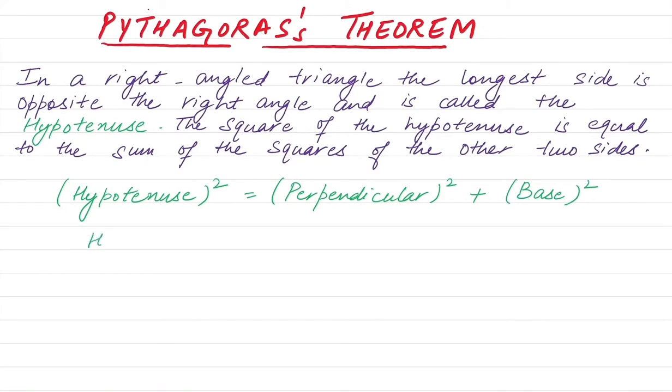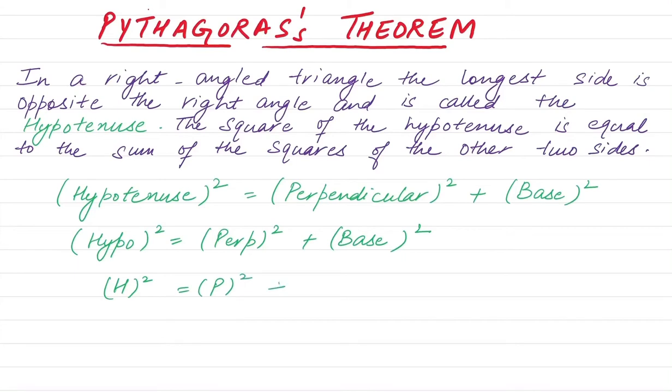We can also write this as hypotenuse square is equal to perp whole square, which is perpendicular, plus base whole square. And also we can use the symbols: H square is equal to P square plus B square. So make sure that they are the whole squares.